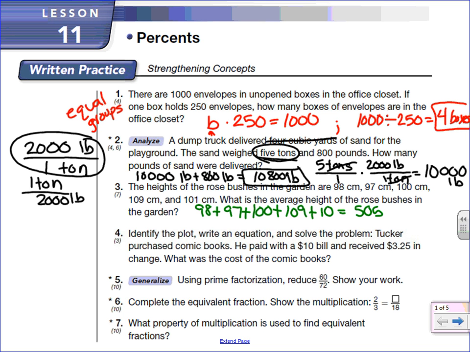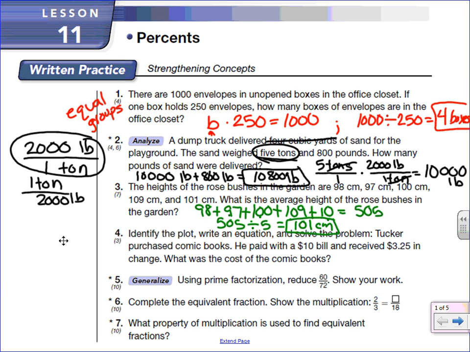And then once you've added them up, you divide by how many there are. So you take that 505 and you divide by 1, 2, 3, 4, 5. And 500 divided by 5 is 100. And then 5 divided by 5 is 1. So 101 centimeters is the average height of a rose bush in that garden.